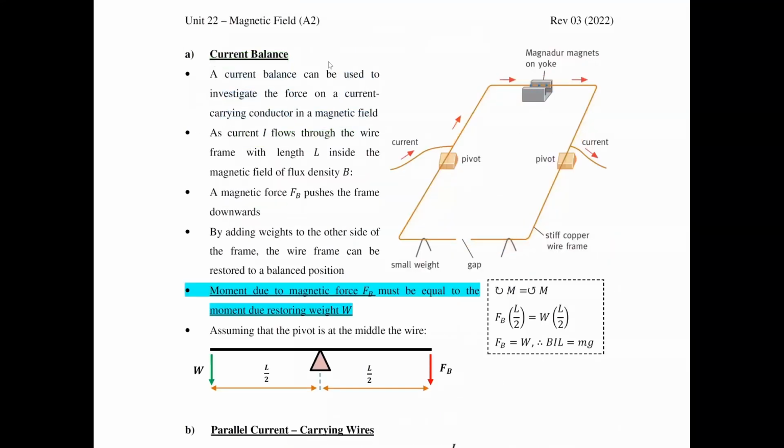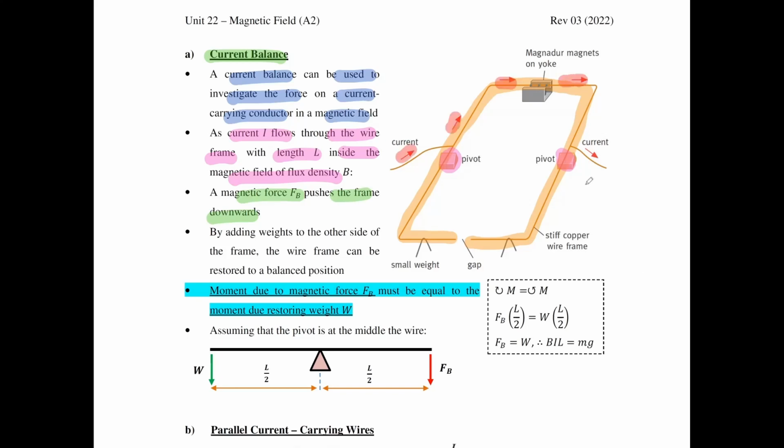For the next part, we go through something called current balance before we do the past year questions. A current balance can be used to investigate the force on a current carrying conductor inside a magnetic field. Your current balance actually looks like this. You have a wire frame that is shaped in a particular manner, and then after that, you want to balance it on pivots. Okay, so from here, if you have current I that flows through the wire frame of length L inside the magnetic field of flux density B, you would eventually have a magnetic force FB that pushes the frame downwards. So right now, there's actually current flow coming in like this.